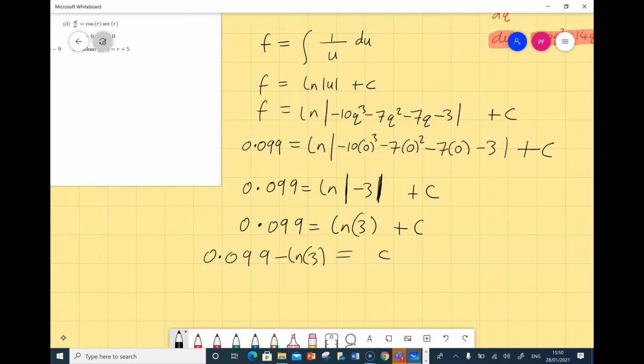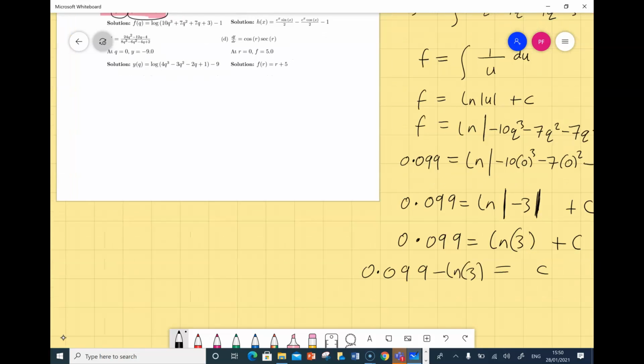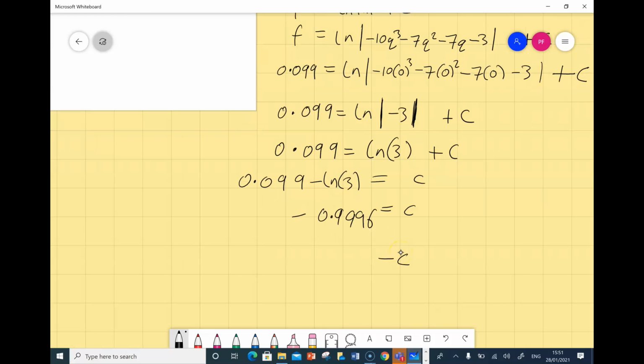Now let's just check. Did your teacher want this in decimals or whatever? And she wants it to be an exact number. All right, let's look at what it is. Let's work that out in our calculators. 0.099 minus the natural log of 3 gives us minus 0.9996. Now I pretty much call that minus 1. Okay, so we found our c.